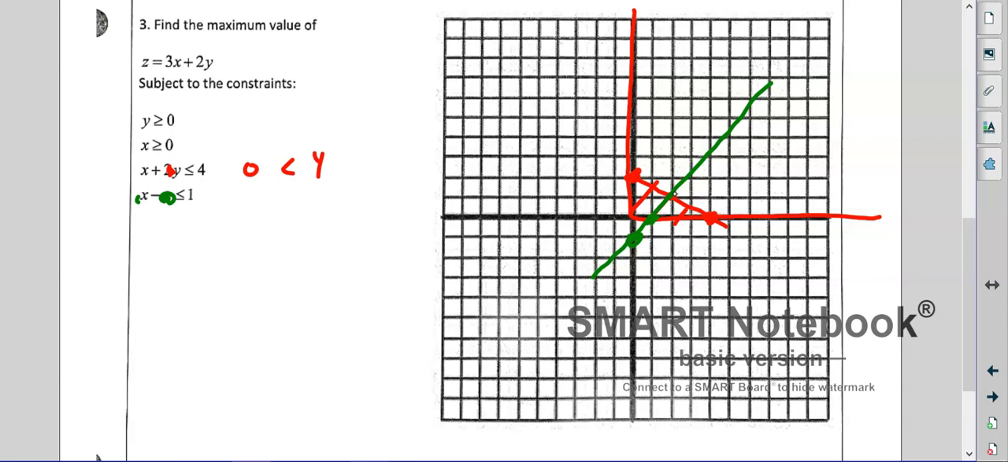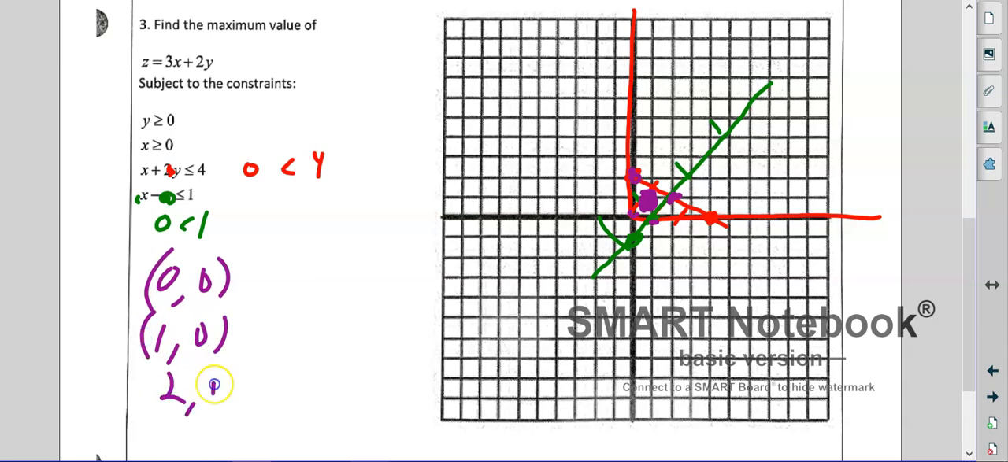Now, I don't have to worry about the flipping because if I plug in 0, 0 is less than or equal to 1. That's a true statement. So I'm going to shade this way. So what I have here is this little tiny quadrilateral right here. Okay? With 4 points: at 0, 0, 1, 0, 1, 2, and 0, 2.